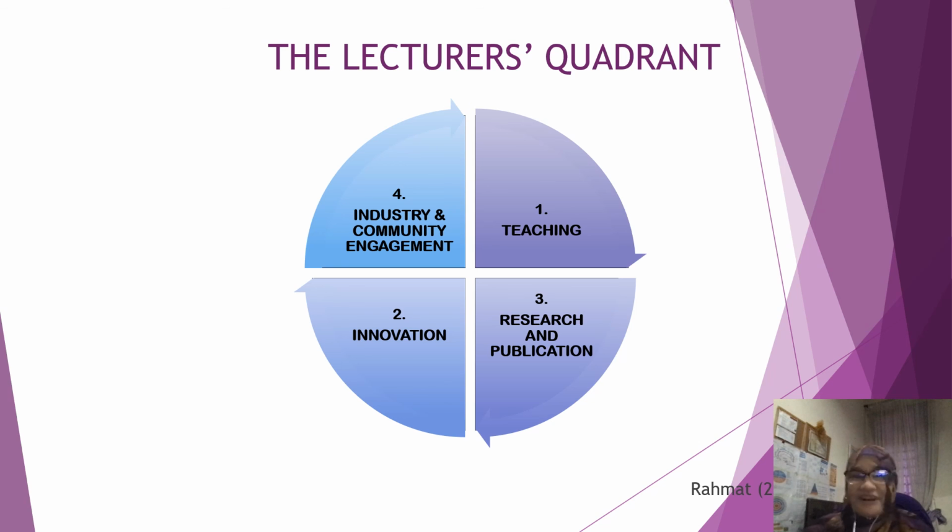So there you are, four quadrants. Number one, teaching. I know all of you have that. Number two, innovation. I'm sure there's something that you have right now. Think of it. It can be your RPI cycle. Number three, it can be your research and your publication, the third lecturer's quadrant. And finally, number four, think of the little things that you can do for the industry and the community, so that our duty as a lecturer becomes a complete whole, the four quadrants.